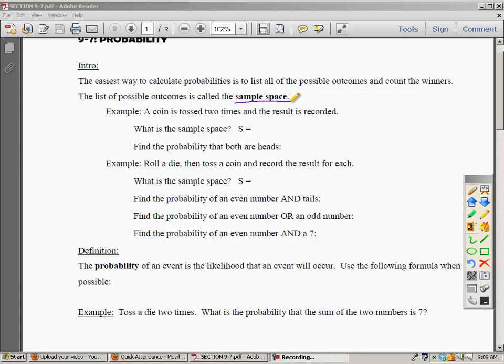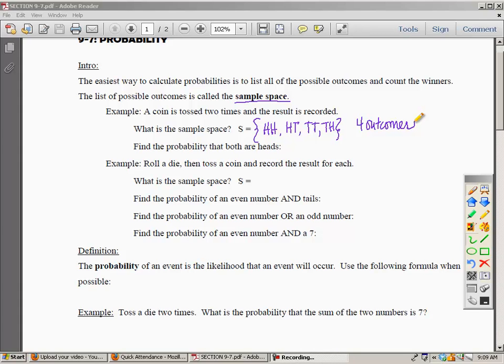A coin is tossed 2 times, and the results are recorded. What possibilities could you have? And the way we write it is in set notation. I could flip a heads for the first one, heads for the second one. I could do a heads and then a tails. I could do a tails and a tails, or a tails and a heads. And so if we look here, as you go through the probability, there are 4 outcomes. And we need the number of outcomes in order to find a probability.